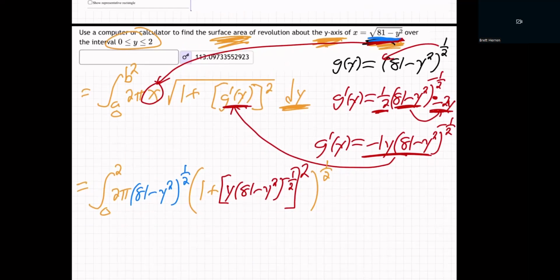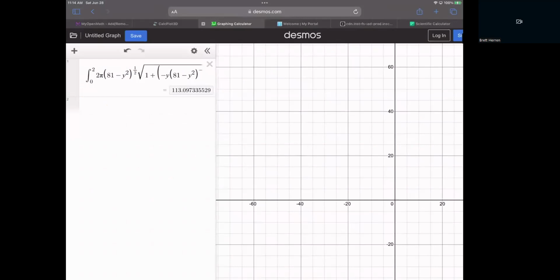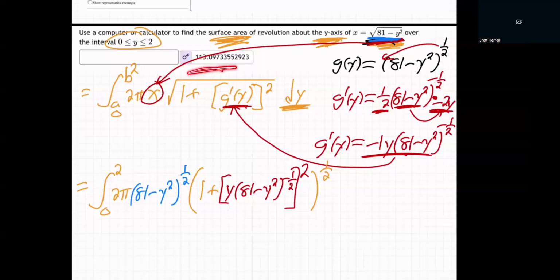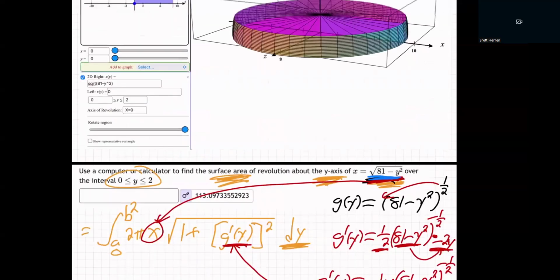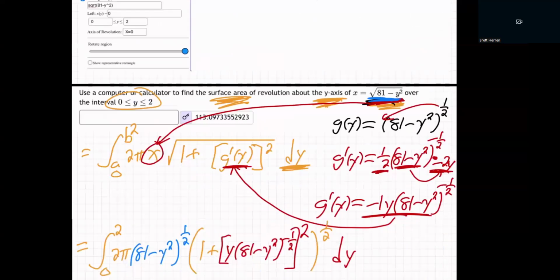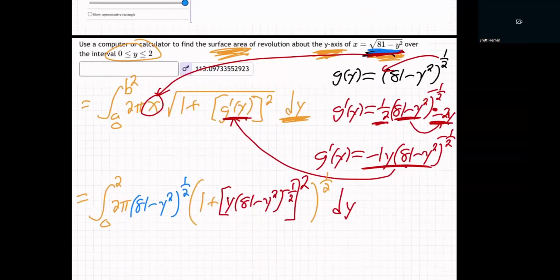Type that all into the Desmos graphing calculator. So I did that right here. See, I typed it all in carefully, painfully. You can't even quite see it all because it goes off the screen a little bit. But I typed it all in and got that answer. And that answer was the correct answer, as you can see. So there we go. Oh, I forgot the dy. Don't forget that. That's the surface area, the outside surface all the way around that shape. That's the surface area that that curve makes when it's revolved around the y-axis. There we go.